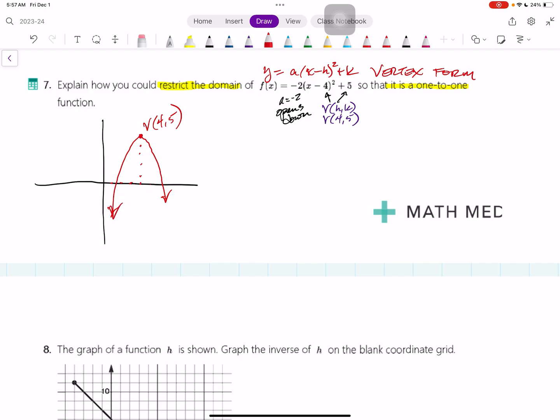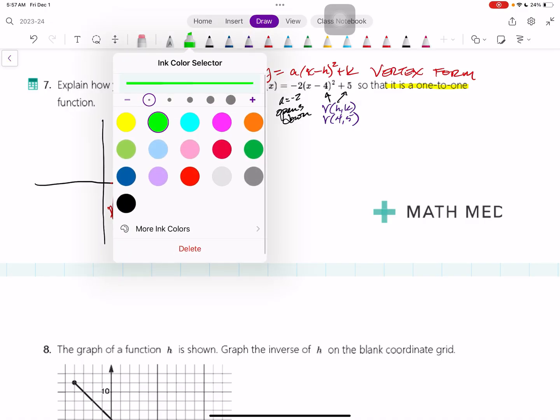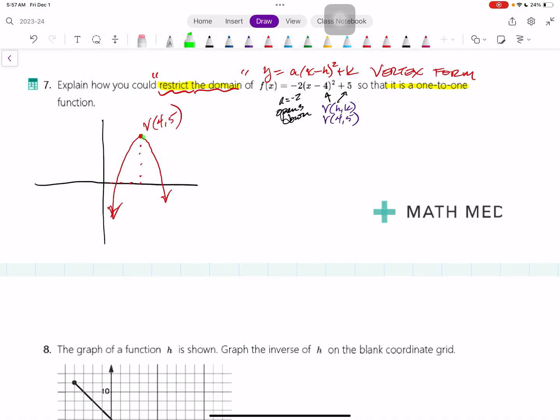All right, now it's not one-to-one because it fails the horizontal line test, so we need to restrict the domain so that it is one-to-one, so that it does have an inverse. And all you do is take either the left half or the right half. So I'm going to highlight the right half. Let's write that out.